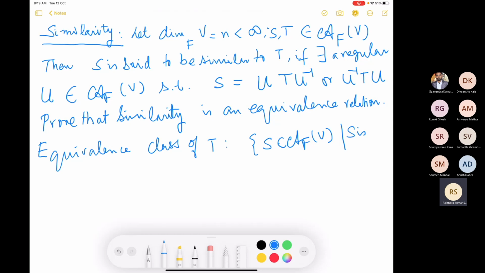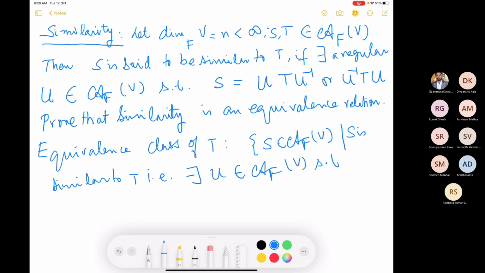S is similar to T. That means what? There exists some U in A(V,F) such that S is U T U inverse or U inverse T U, whatever you want to say.